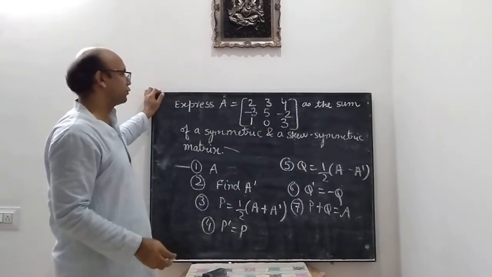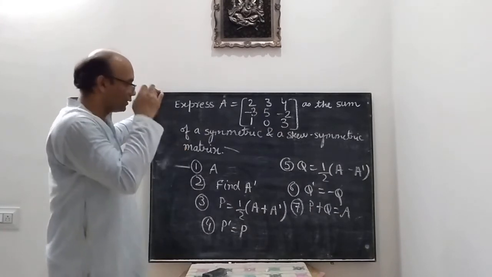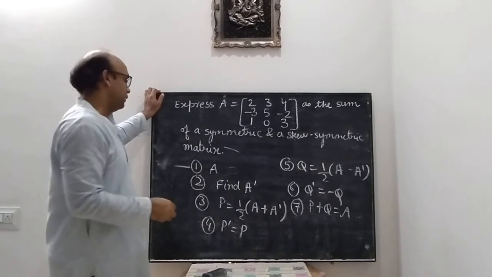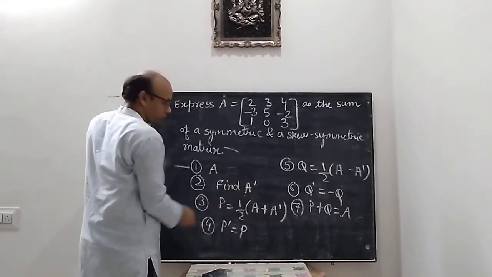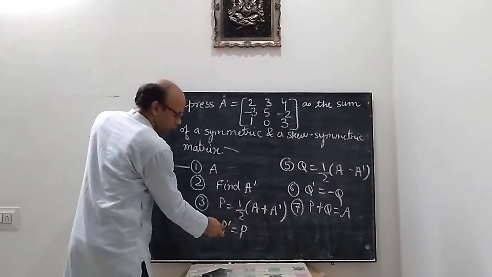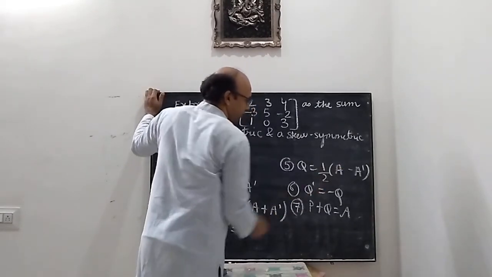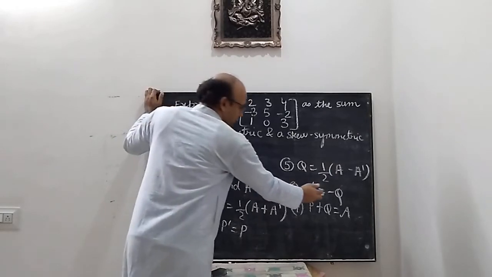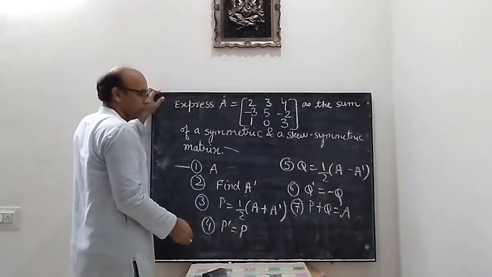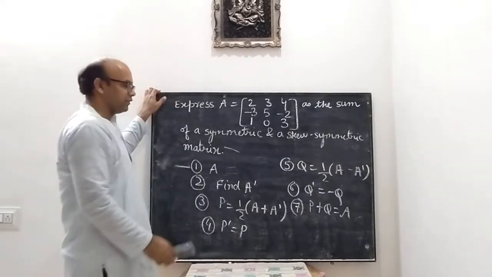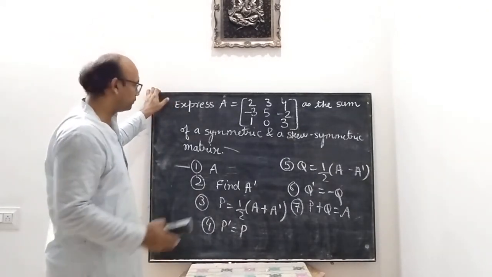Please just try out this question on your own. The steps are given over here. Just follow these 7 steps. You have A transpose to be found. Calculate P, show that P transpose is equal to P. Calculate Q, half of A minus A transpose. Show that Q transpose is equal to minus Q. And then add P and Q to show that it is actually equal to A.